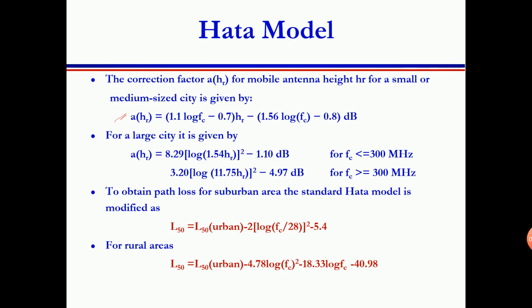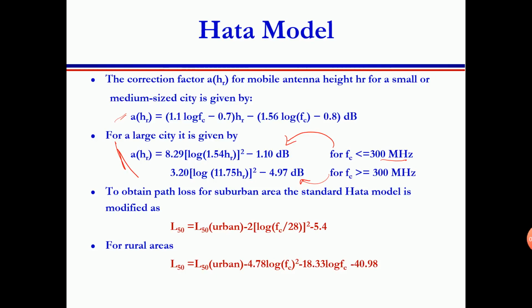And for a large city, the correction factor for the mobile antenna height HR is this. This is again classified: for frequency less than 300 megahertz, we have to use this formula, and for frequency greater than 300 megahertz, it is this formula.